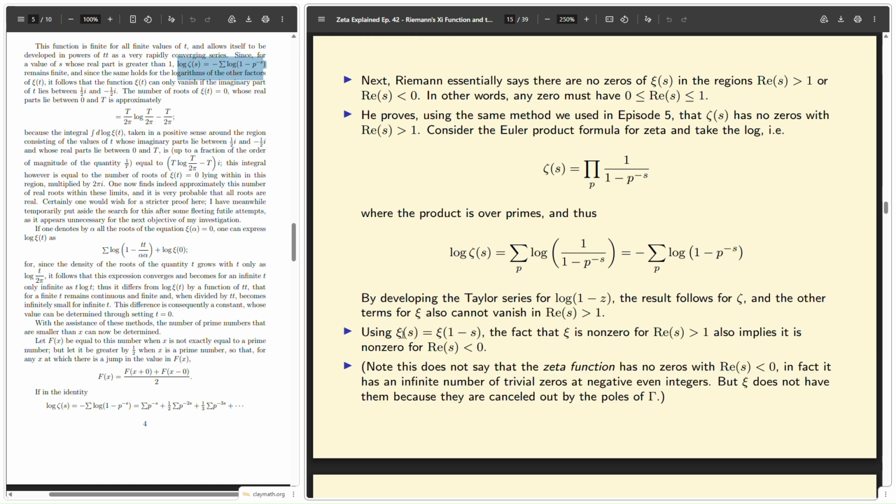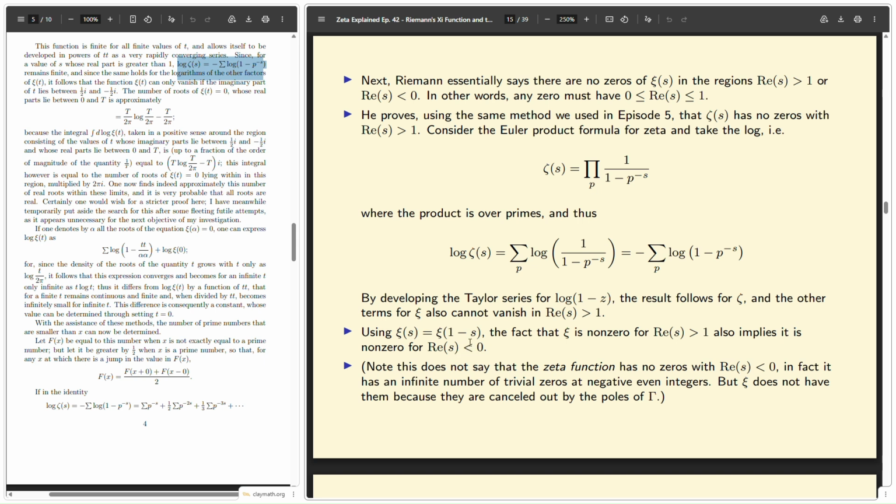And using the fact that xi of s is equal to xi of 1 minus s, then the fact that xi is non-zero for real part of s greater than 1 also implies it is non-zero for real part of s less than 0. So it's saying that because there are no zeros to the right of 1, there are also no zeros to the left of 0.